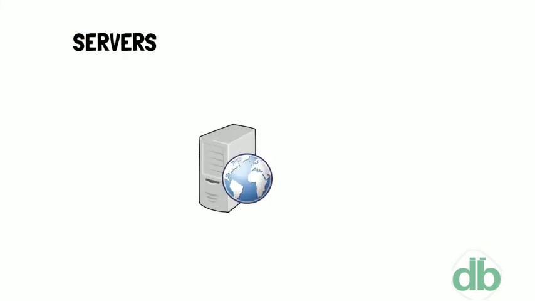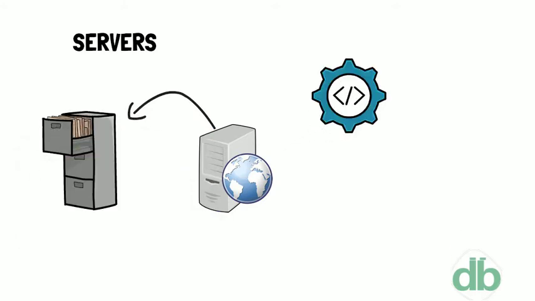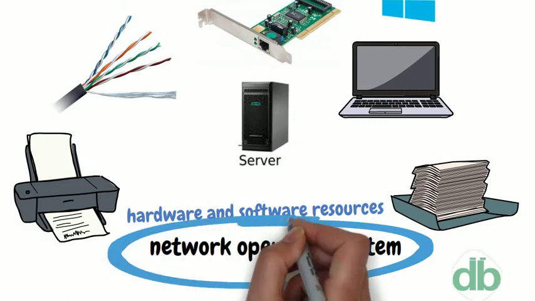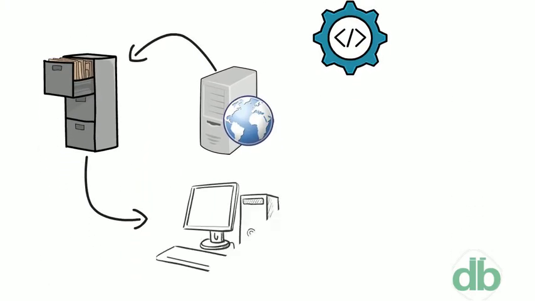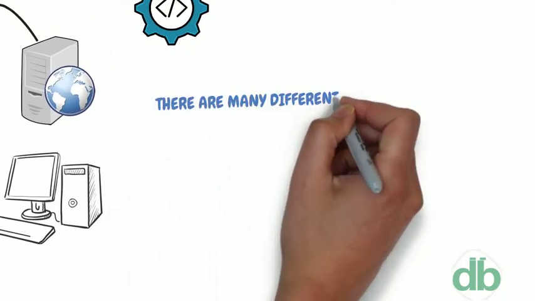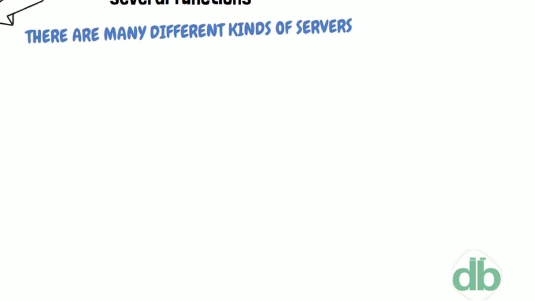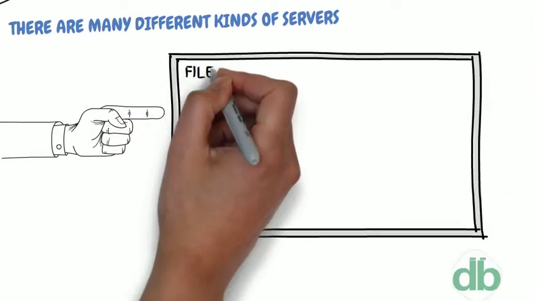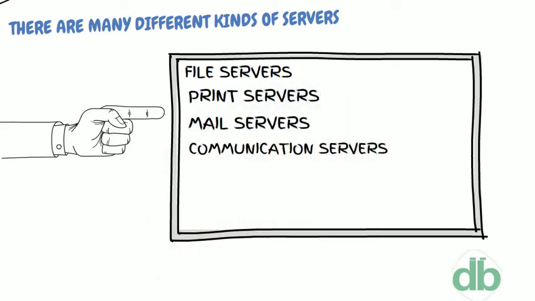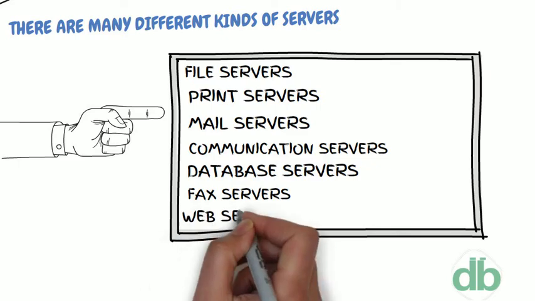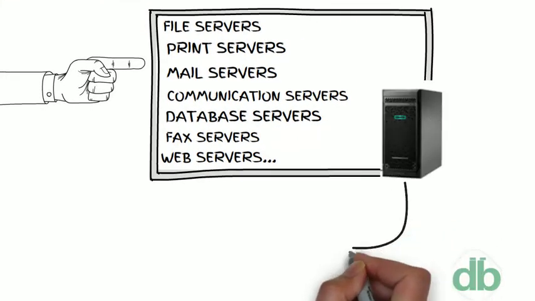Let's start with servers. Servers are computers that hold shared files, programs, and the network operating system. Servers provide access to network resources to all the users of the network. There are many different kinds of servers, and one server can provide several functions. For example, there are file servers, print servers, mail servers, communication servers, database servers, fax servers, web servers, and so on. Sometimes it is also called host computer.